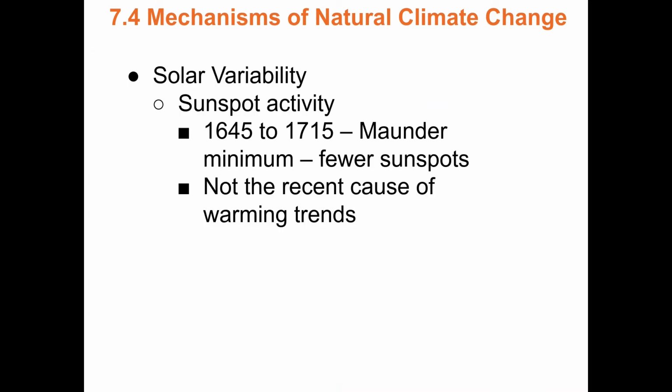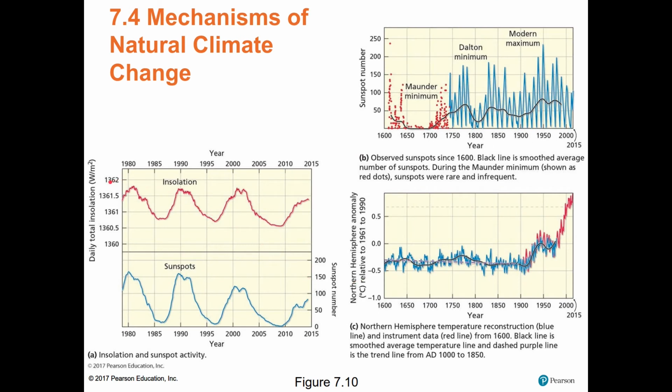So some people say, is it sunspots? No, you can see insolation increases and decreases by less than 1 watt on a 22-year cycle. Here's temperatures over the same time.